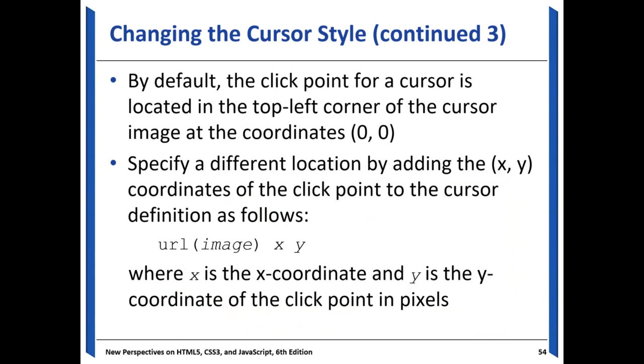By default, the click point for a cursor is located in the top left corner of the cursor image at the coordinates of 0, 0. You can specify different locations by adding the X, Y coordinates to the click point of the cursor definition. As you see here, the url(image), X and Y, that's going to be the X and Y coordinates of the click point in pixels.